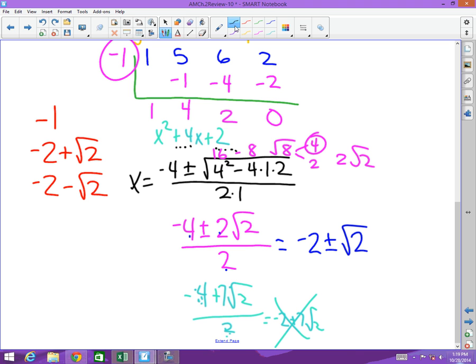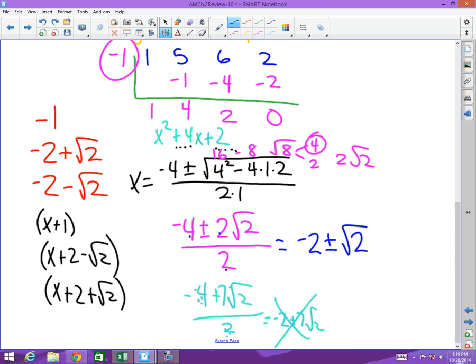And one last thing, since these are all the roots, x plus 1 would be a factor, x plus 2 minus the square root of 2 would be a factor, x plus 2 plus the square root of 2 would be a factor. And that's all you do for those.